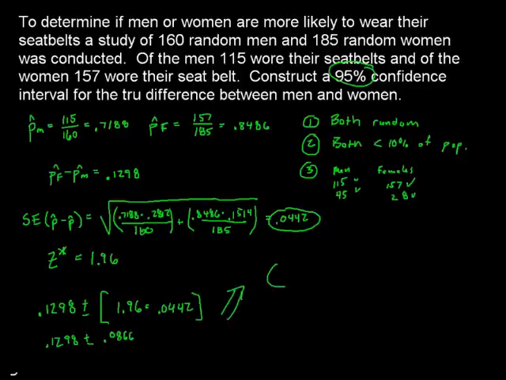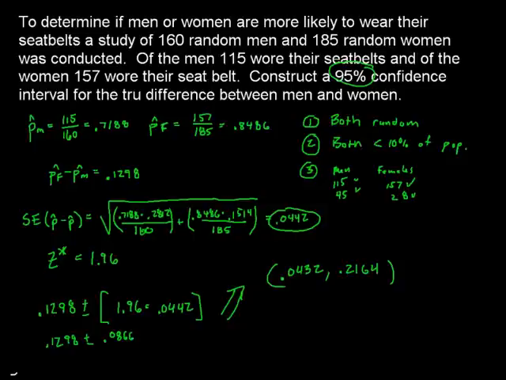So that gives me a final interval of, let's see here, 0.1298 minus 0.0866, 0.0432, and 0.1298 plus 0.0866 is 0.2164. So this interval tells me that I am 95% confident that the true difference between men and women is anywhere from 4% to 21%, or maybe 4% to 22% higher for women.